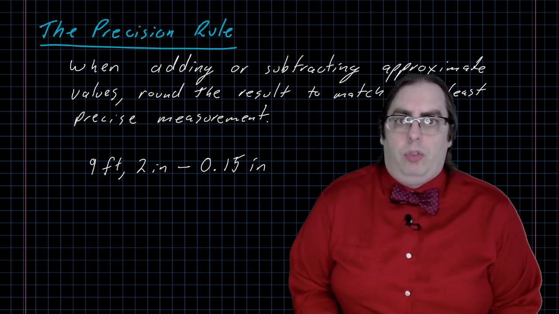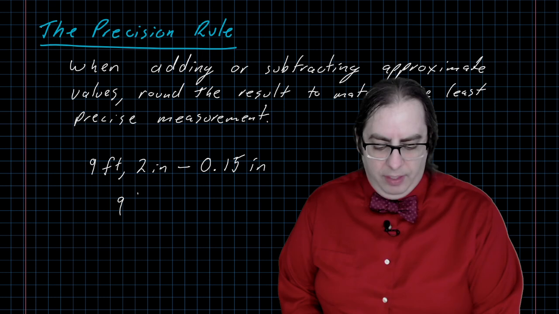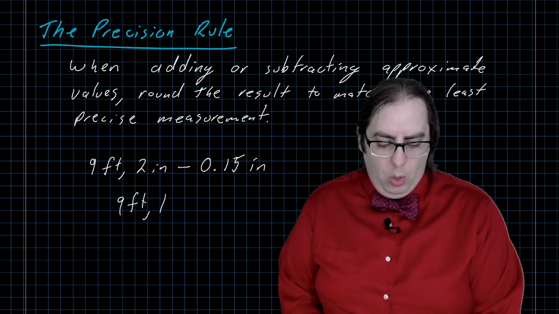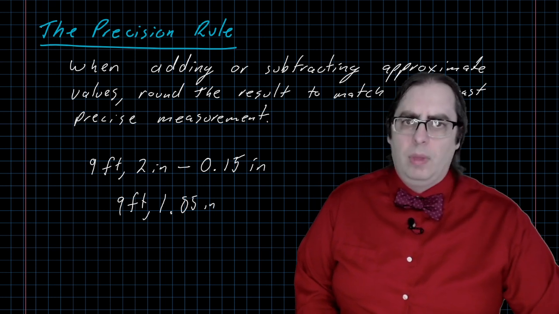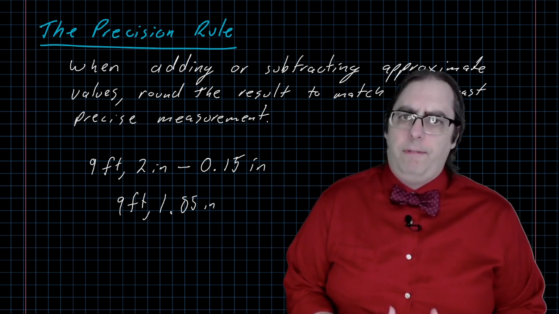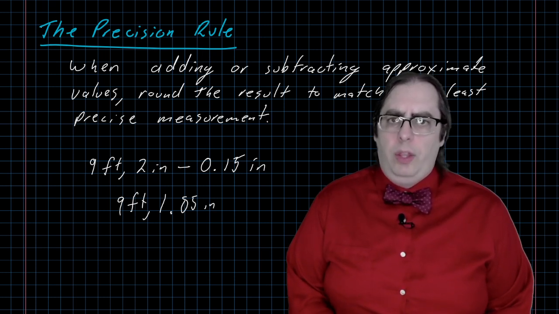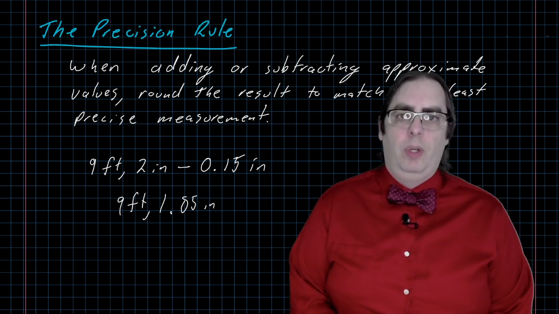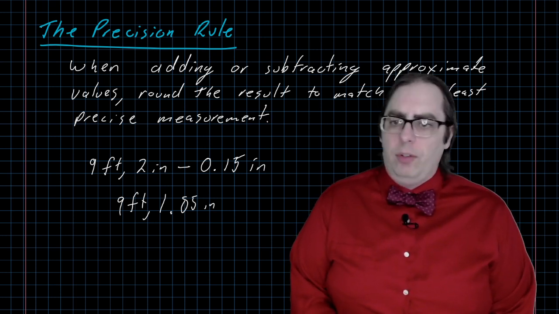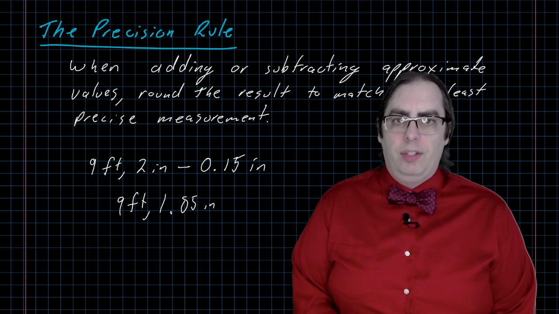And I could do this calculation if I want to, right? It's going to come out at 9 feet 1.85 inches. But is that really fair? Did the width of the room really change? I mean, yes, in one sense it did, but in the other sense, 1/8 of an inch is the difference between holding the tape measure crooked or not.